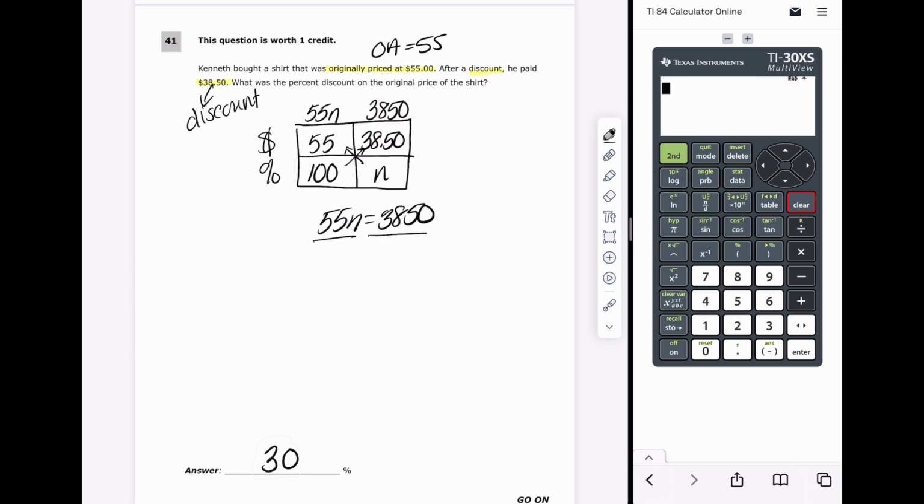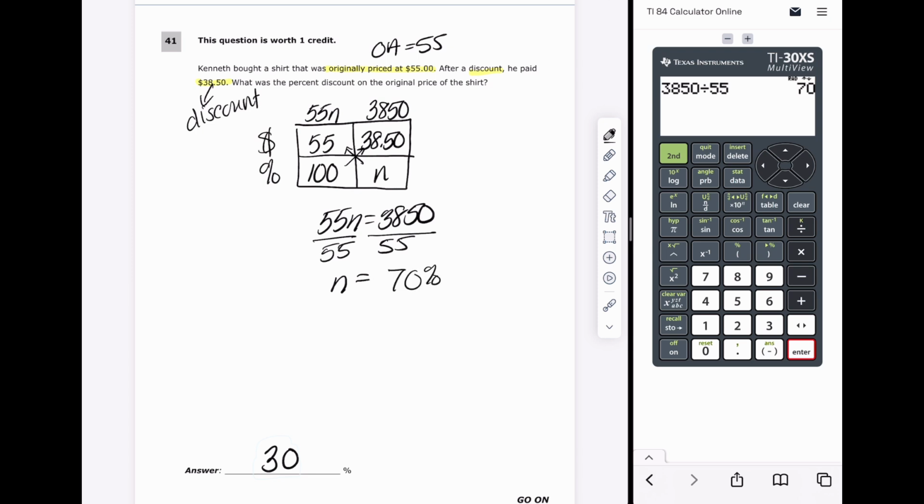And to figure out what that number is, I'm going to divide both sides by 55. So I have N is equal to 38.50 divided by 55 equals 70%. So let's think about this.